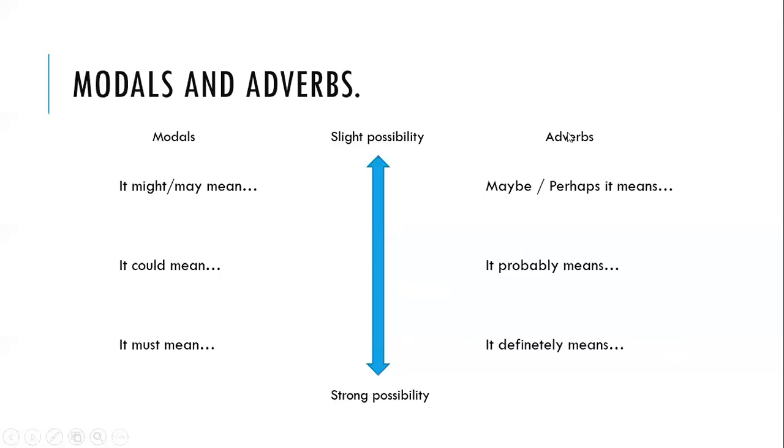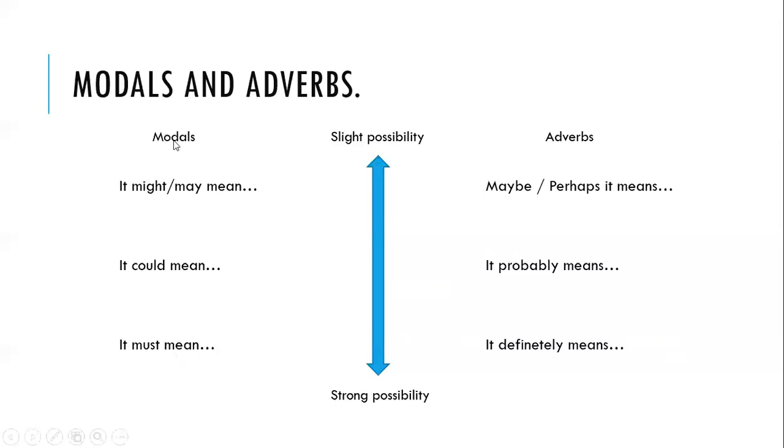On the right side, we have the adverbs, and we are going to be working with maybe and perhaps, probably for the 50% of probabilities, and definitely when we are like 90% sure about something. Okay, now what is the difference between modals and adverbs? As you can see, the verb that we are going to be working with is mean. This is the verb that we are going to use in this topic.